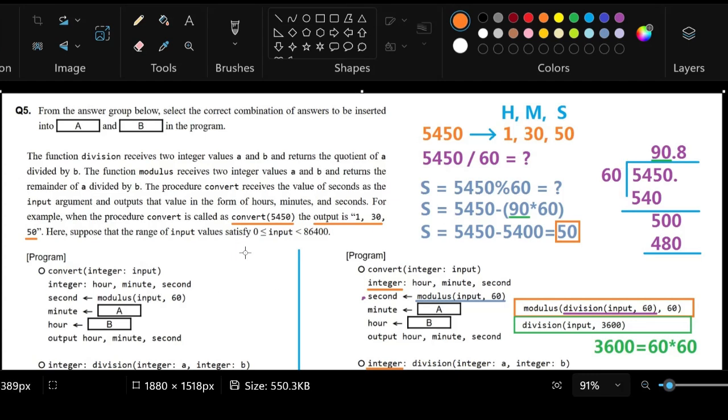Question number 5 of the PhilNITS FE afternoon portion of the exam. In this question, we are given a function called division, which receives two integer values a and b and returns the quotient of a divided by b. So we got one function called division and another function called modulus, which receives two integer values a and b and returns the remainder of a divided by b.